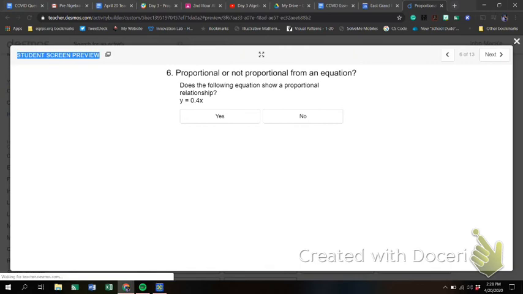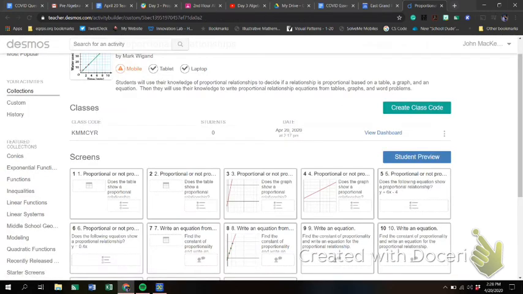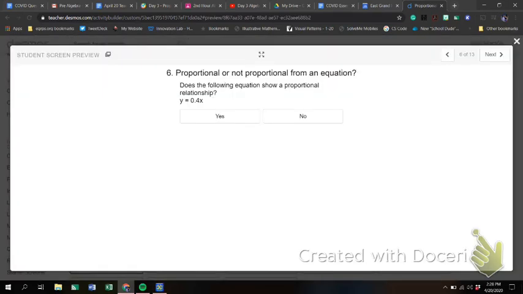How about this one? Keep doing that, guys. One sec. It's because I'm working on iPad and computer here. All right, here's another one.